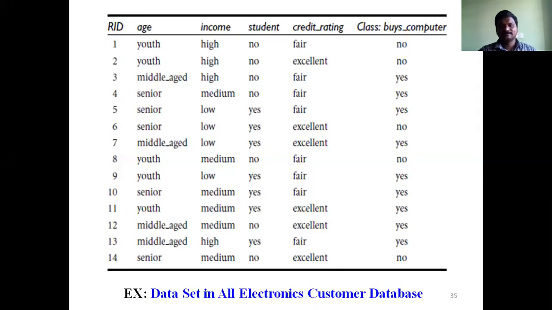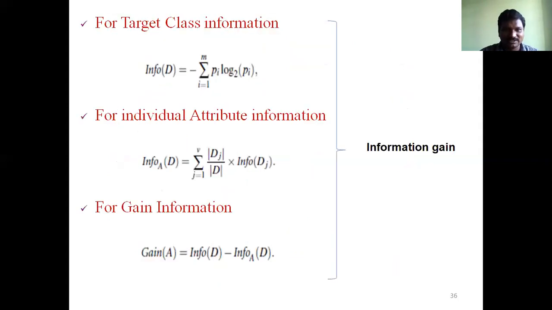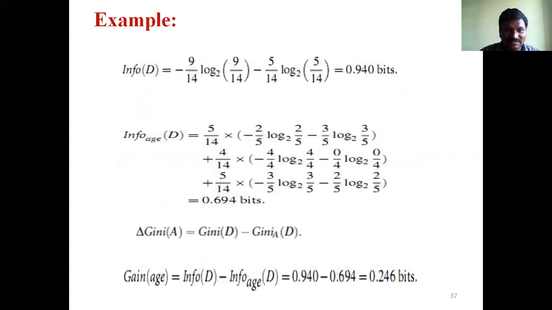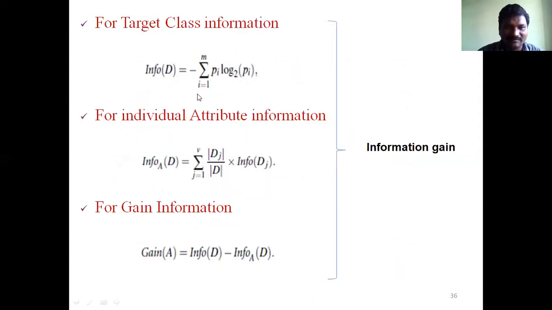Here this is a data set. You know how many rows are there in this data set? 14 rows are there. From the 14 rows, this is a formula for this one. First I am going to calculate the information gain. How can you calculate the information gain? What is the formula for information of D?